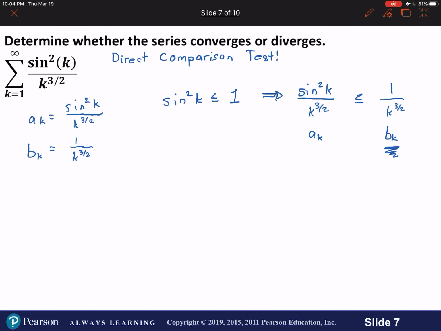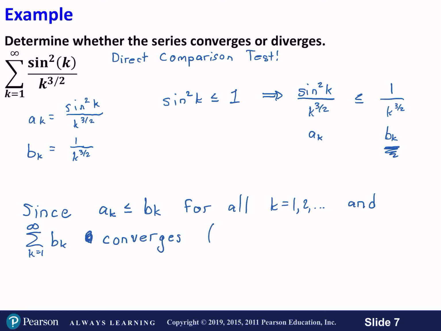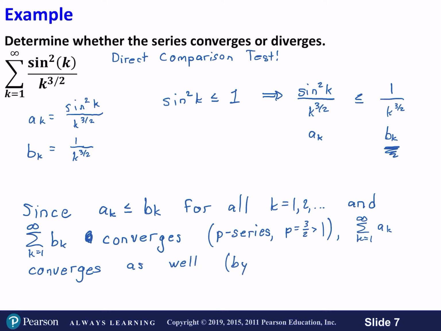So let's write that down. So since a_k is less than or equal to b_k for all k from 1 to infinity, and the sum from k equals 1 to infinity of b_k converges, because it is a p-series where p is equal to 3 halves, which is greater than 1, that means that the sum from k equals 1 to infinity of a_k converges as well, by the direct comparison test.